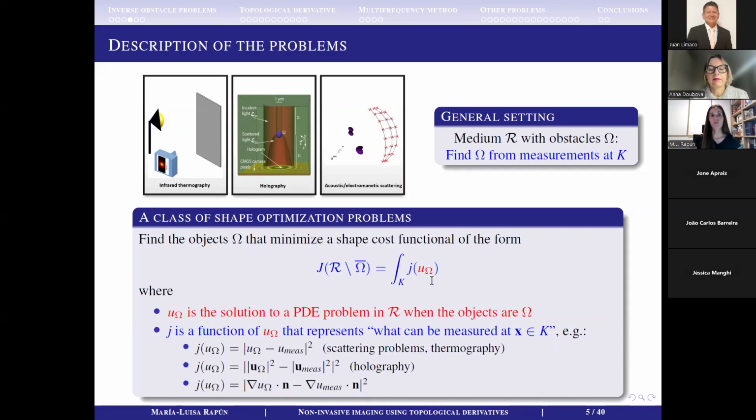For instance, if we are dealing with thermography, this function u omega is the solution to a thermal problem, to the heat equation. And if we are thinking of acoustic scattering, then this function u omega solves a wave equation.